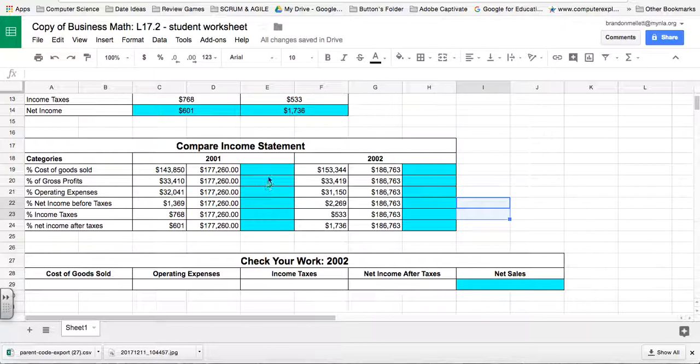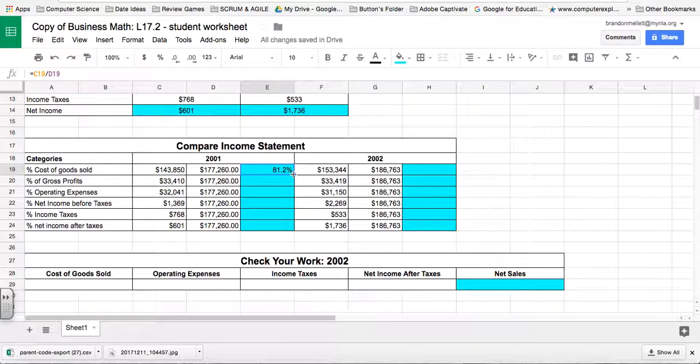What we're ready to do is to start creating a vertical analysis, which again is taking numbers and converting them into percents. So for this first formula, we're going equals, we're clicking on the particular item, which is cost of goods sold, divided by the net sales, which is $177,260 for year 2001. We hit enter. So we see that this $143,850 is 81.2% of the $177,260 sales.